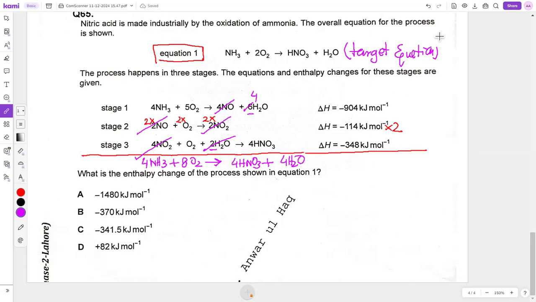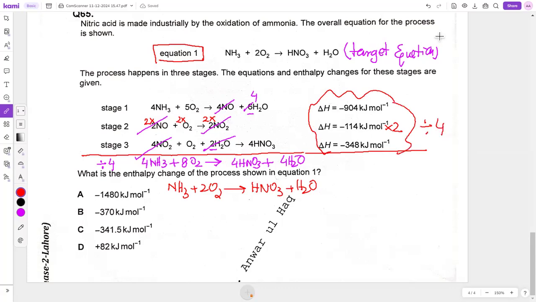Now match this equation with the target equation, what is the difference? You know, in this equation and the target equation, if I divide this equation with 4, what do I get, beta? I get NH3, 2O2 going to 1 mole HNO3 plus H2O. So when I divide the equation by 4, it means these energy changes also have to be divided by 4. Does it make sense or not?